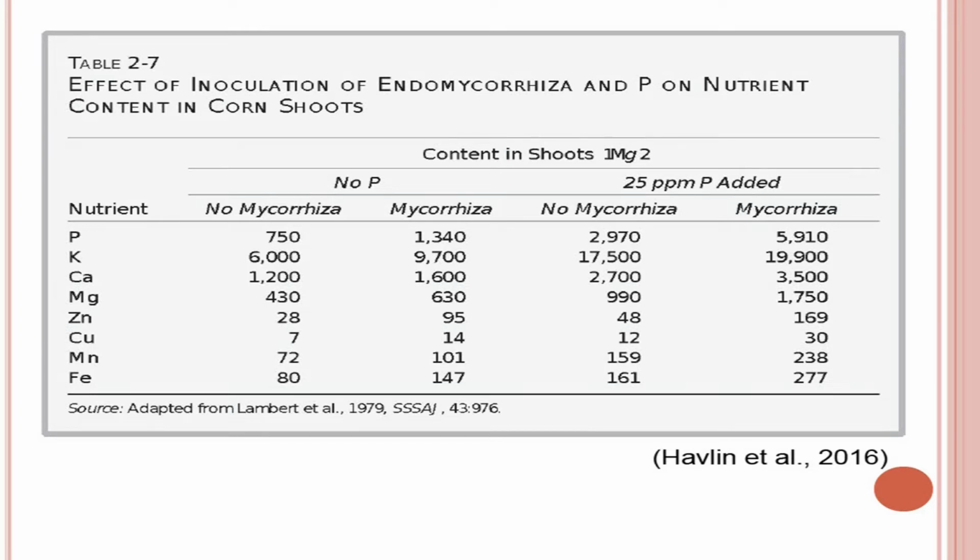See the case of manganese, where under no P condition, if you do not use mycorrhiza, the content in shoot was just 72, but it has increased to 101 when you use mycorrhiza. Similarly, under 25 ppm P added, if you do not use mycorrhiza, content in shoot is 159, it has increased to 238. The message is very clear.